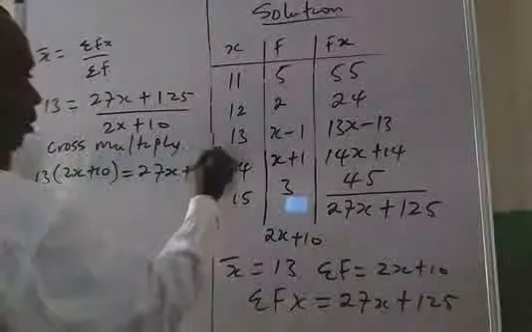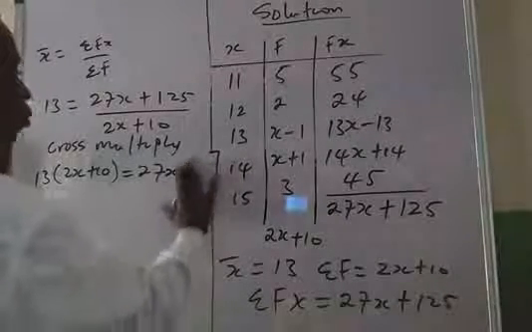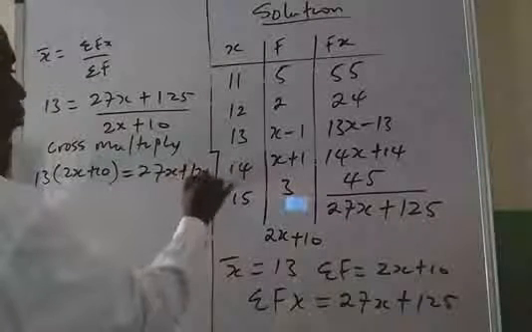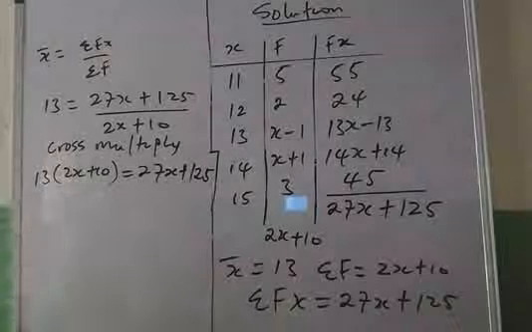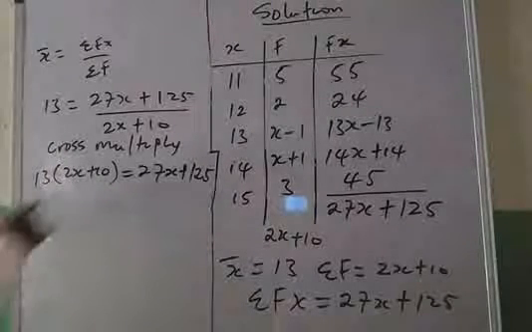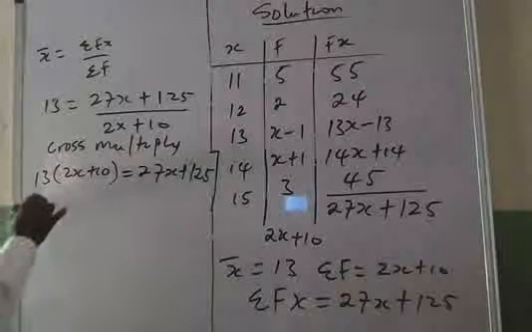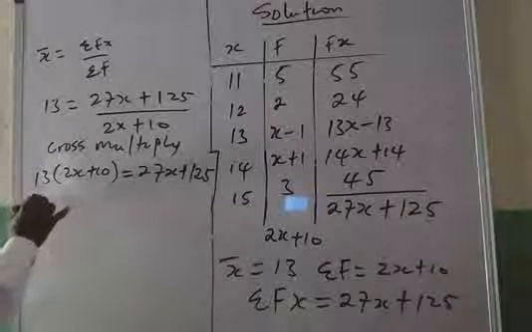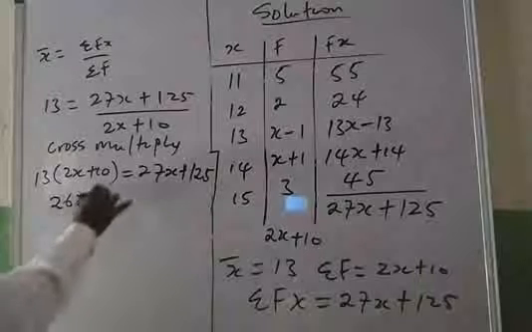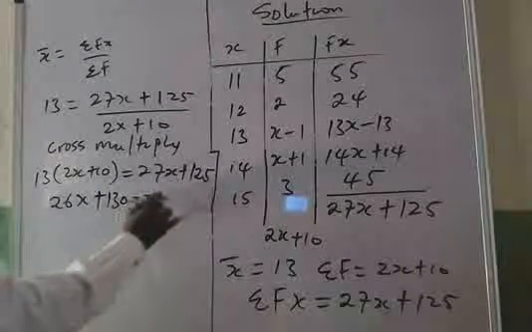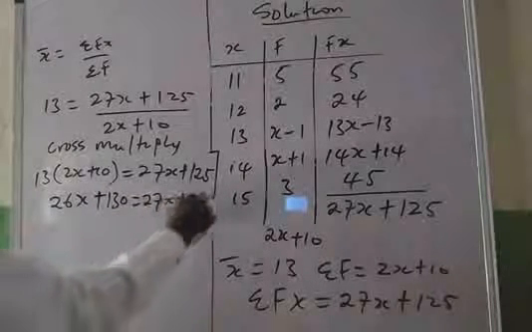Let me write this very well. So 13 times, open this bracket, 13 times 2x plus 13 times 10. Here is 26x plus 130 is equal to 27x plus 125.